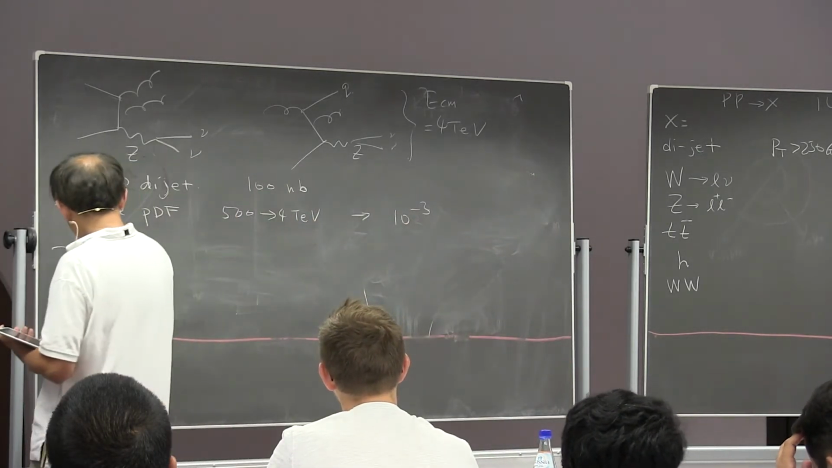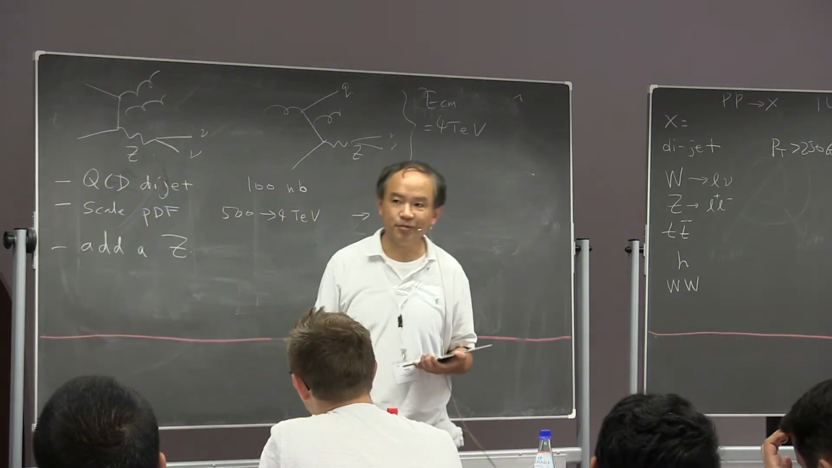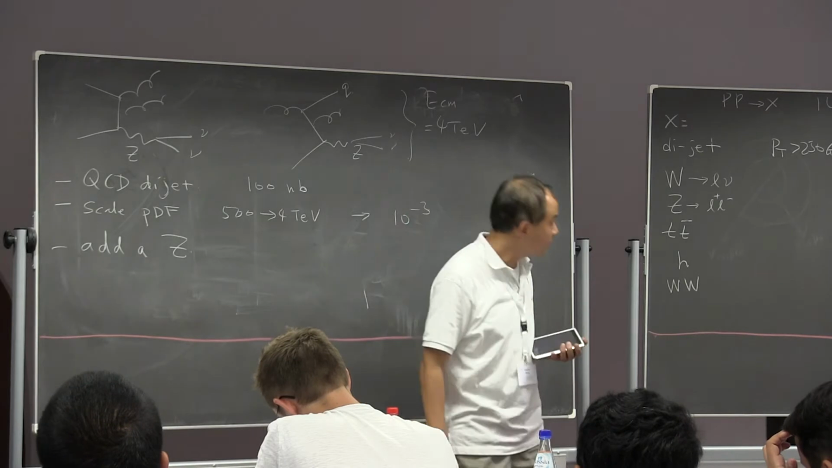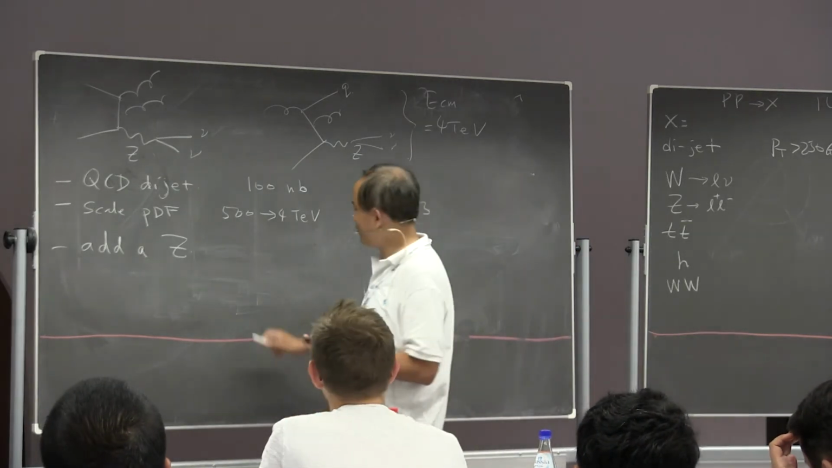Now I'm going to add a Z. So I'm adding a particle, right? My rule there for adding a particle gives me 10 to the minus 2 to 10 to the minus 3.